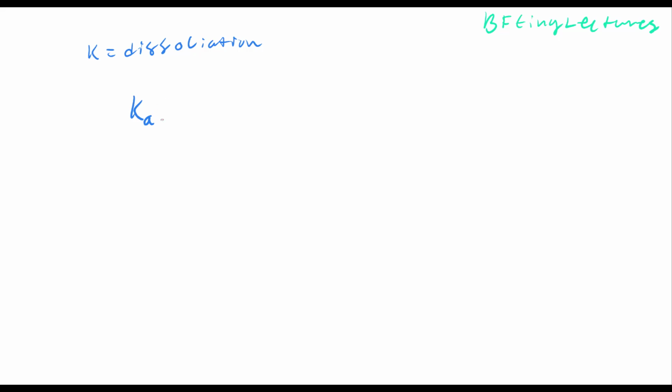Now that's the acid, so we're going to put acid. The Ka is equal to the acid and the base, where we'll call the base A, divided by HA. So A negative is the base, and H is the acid. Again, if you want the pKa, you just get it from the negative log of the Ka.